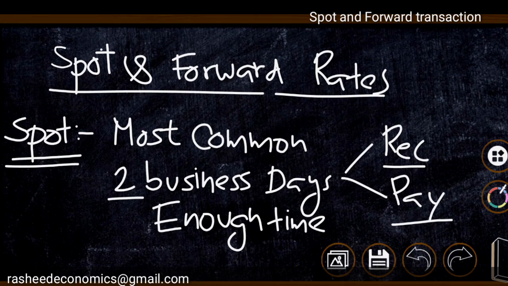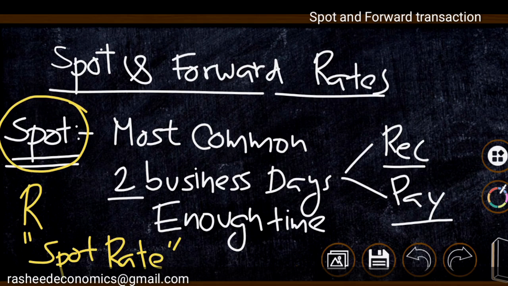The rate of exchange which is applicable to this spot transaction is called the spot rate, or we can say that the exchange rate of a spot transaction is the spot rate, and the spot rate is determined by the free interaction of demand and supply, that is, demand and supply of foreign exchange.